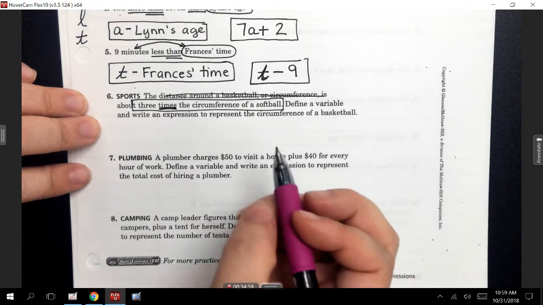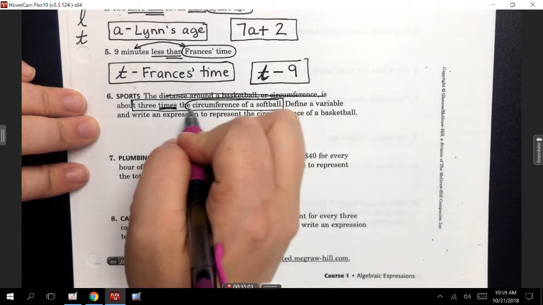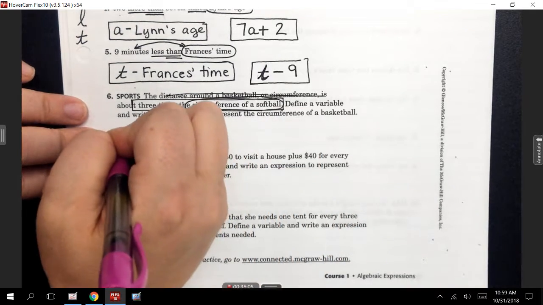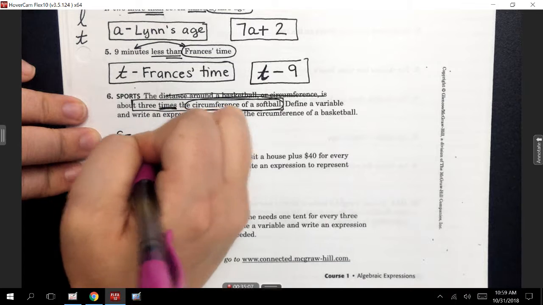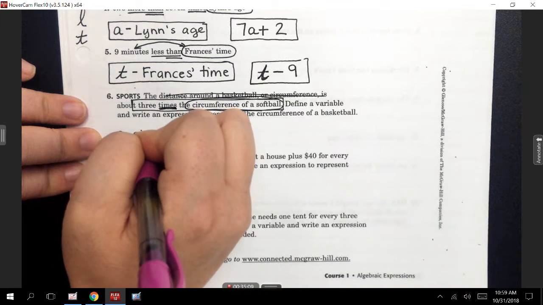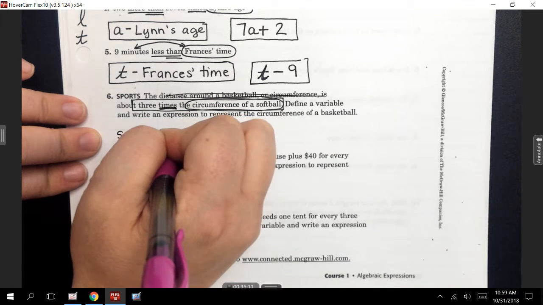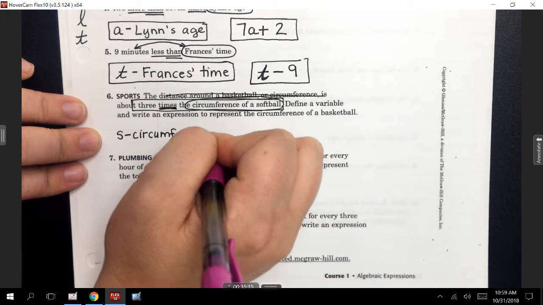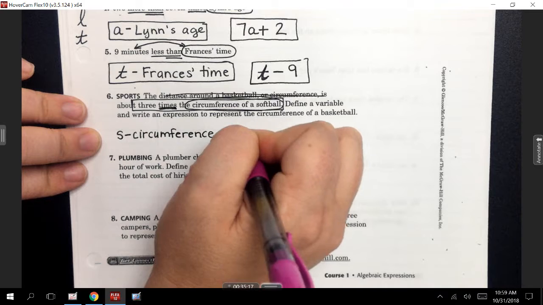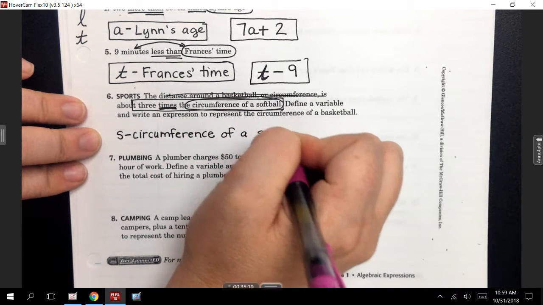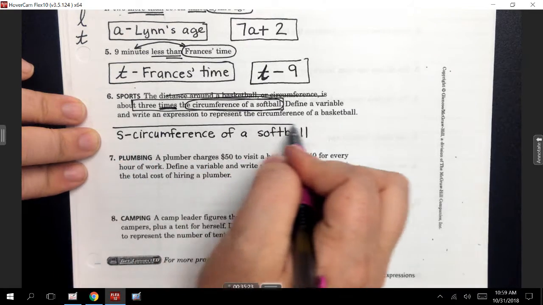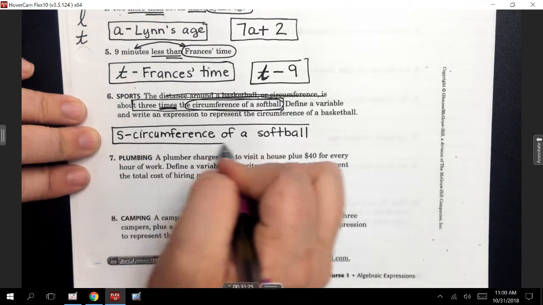Circumference? Circumference of, this is what we don't know. So that's going to be my variable. You can use C or S. A lot of people today have wanted to use S for softball, so I'm going to put S is the circumference of a softball. Make sure we're writing this down. Okay, so S is the circumference of a softball.